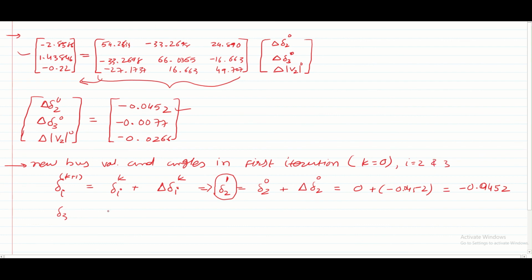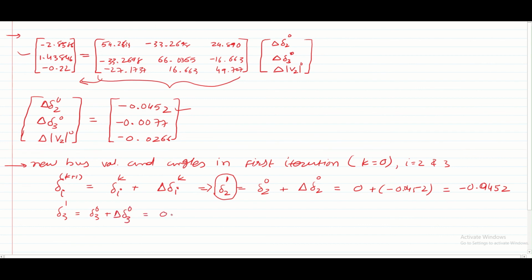Now, similarly, we will calculate the delta 3 by considering i is equal to 3, for bus number 3. Angle of bus number 3 after first iteration is delta 3 initial plus delta delta 3.